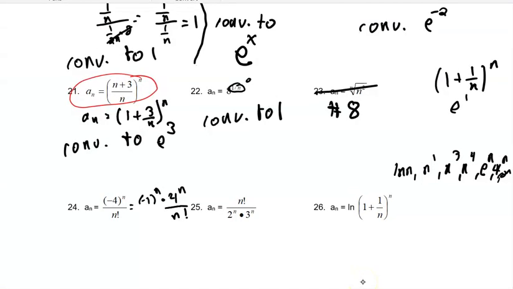So since our faster growing function is in our denominator, this does in fact have a limit of 0. So this we would say converges to 0.